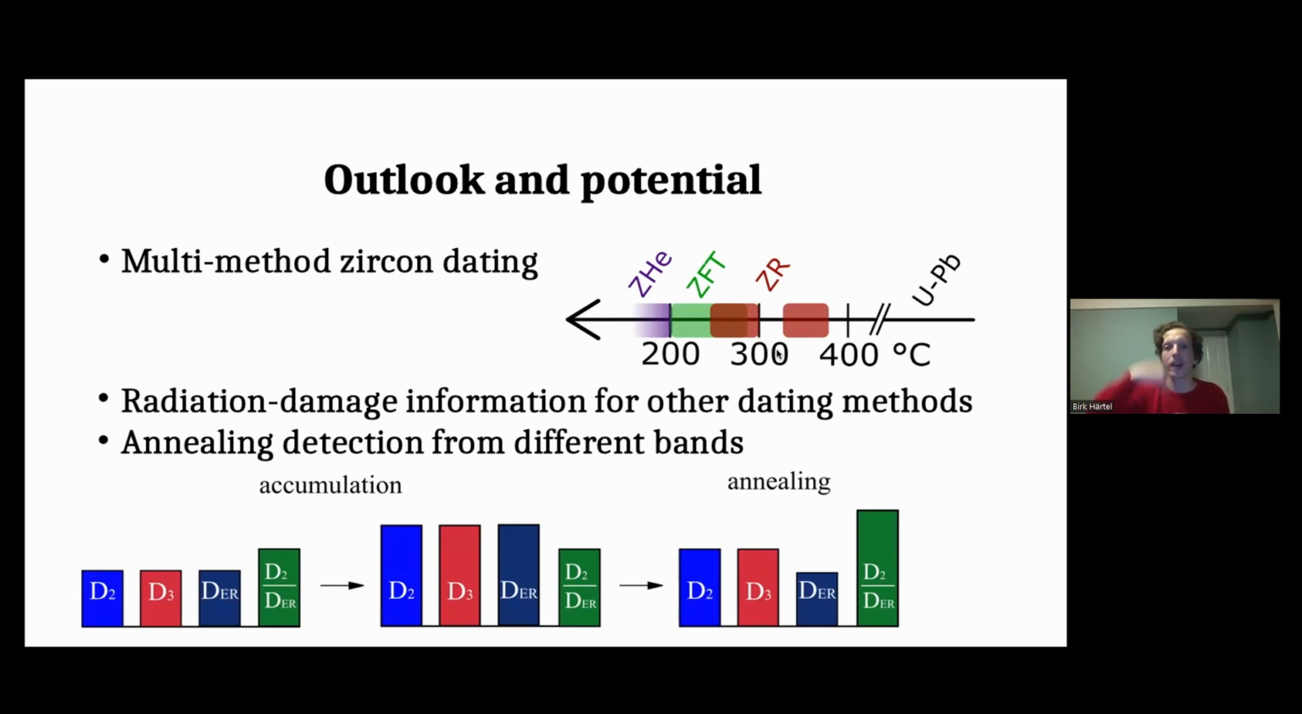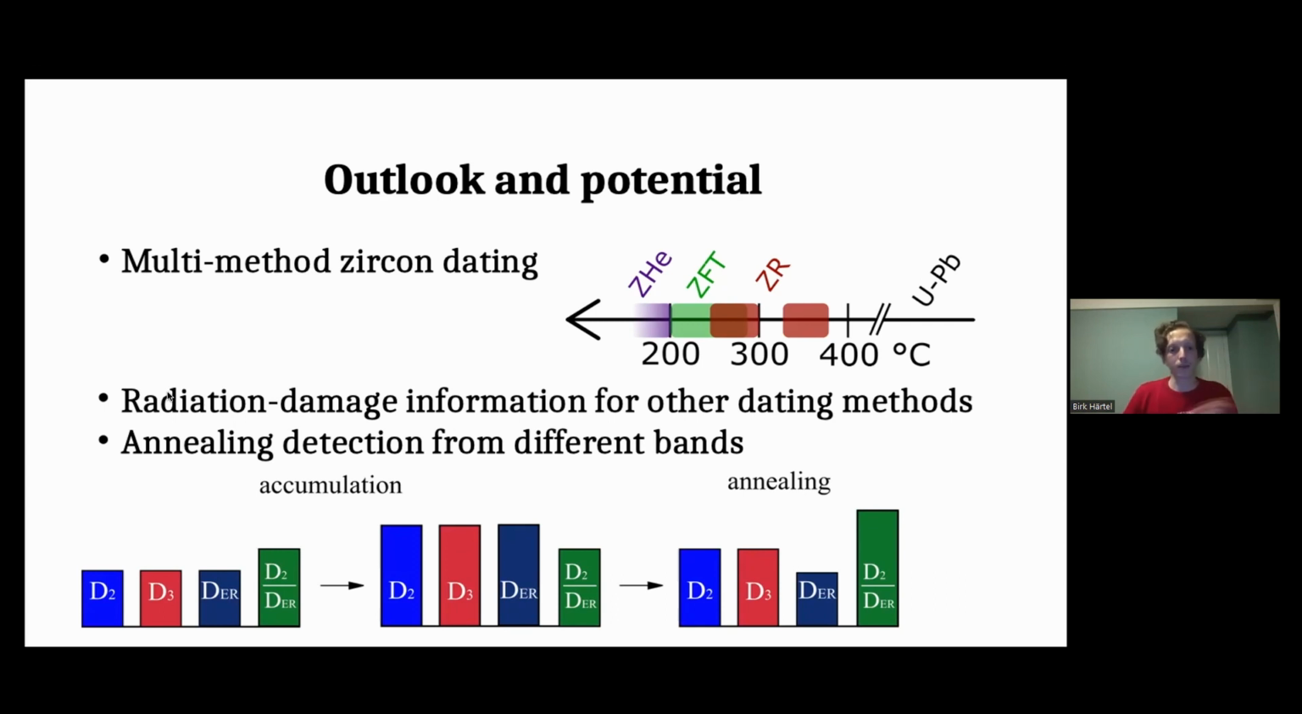And adding the Zircon Raman method to the other methods is not a big effort, as Raman is pretty quick and cheap, and it can give additional information on the thermal history. Of course, if we do Zircon Raman dating on those samples, it also gives us some direct radiation damage information, which could be interesting for the other dating methods as well.